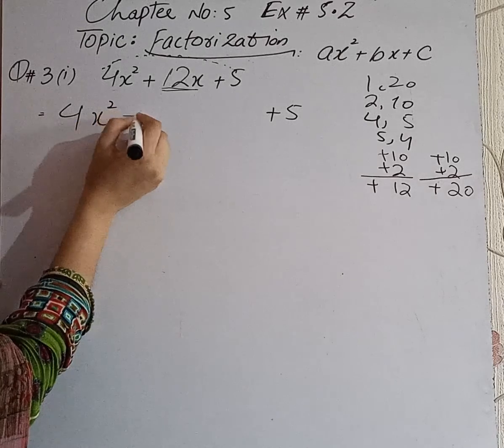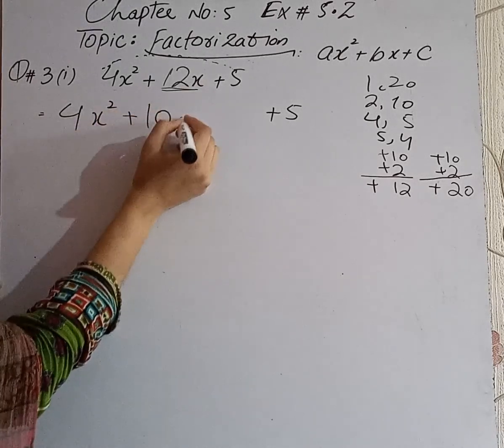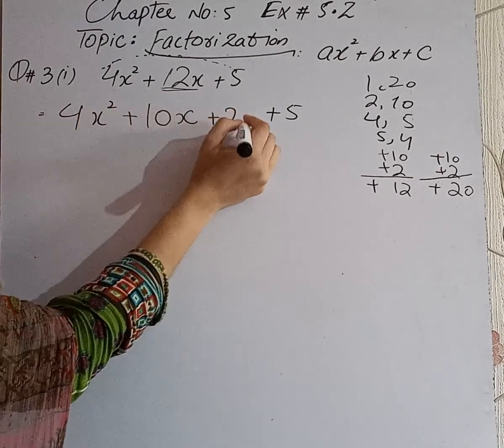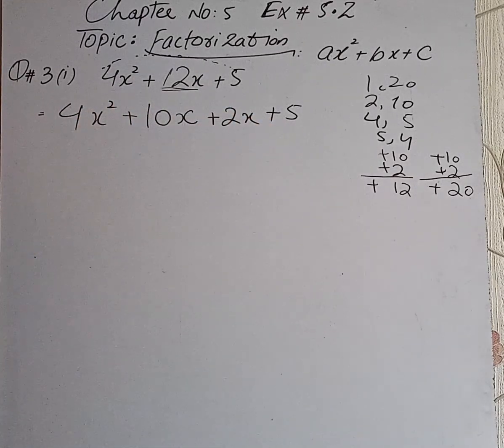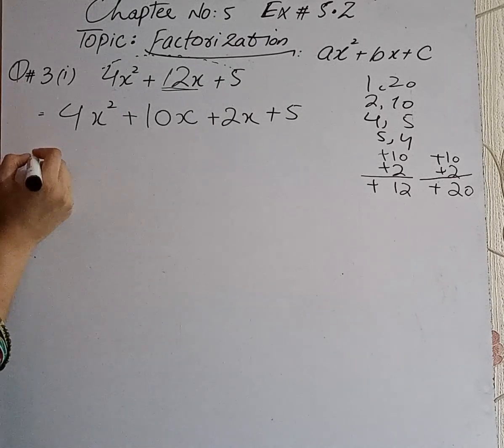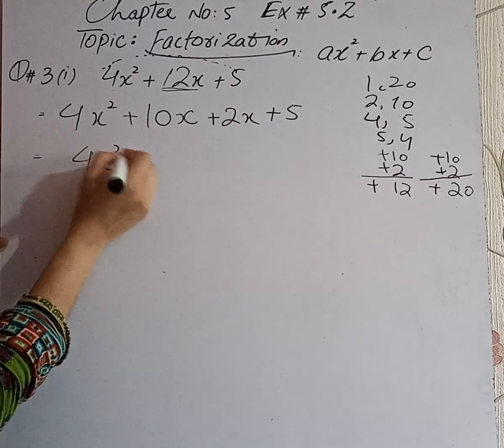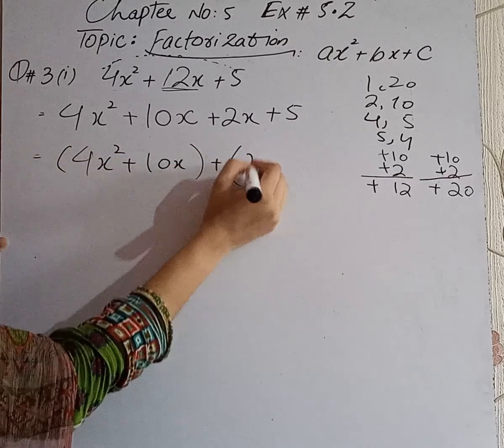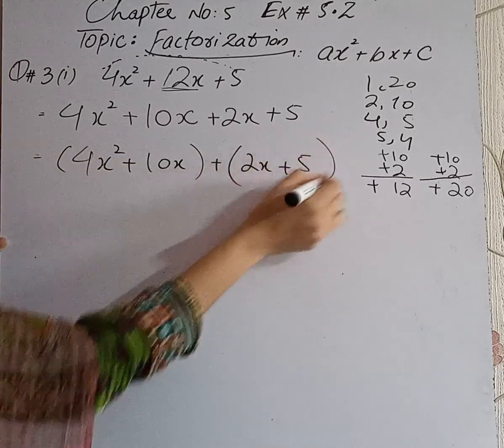So we write over here plus 10, with the variable, that is with the middle term, plus 2x. Okay, after this you now have four terms over here. Which type of factorization are we going to use? If there are four terms, first we'll check for a common factor. From all four terms we can't take any common, then we'll make pairs and take the common. So we make the pairs: 4x squared plus 10x, and plus 2x plus 5.